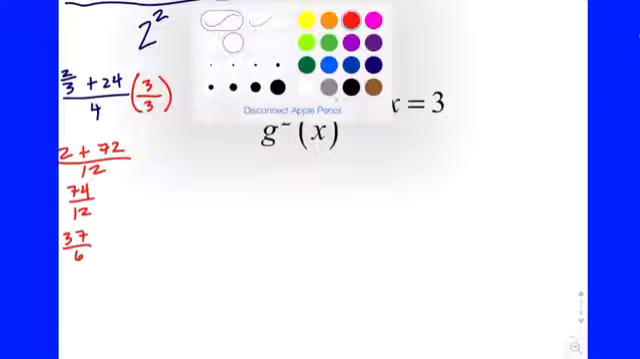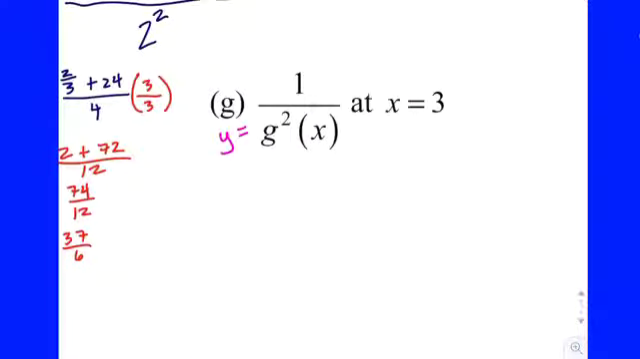Go ahead and do G on your own. Go ahead and set it equal to y first, though.